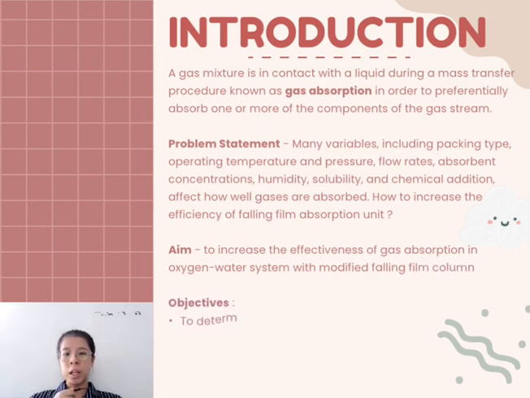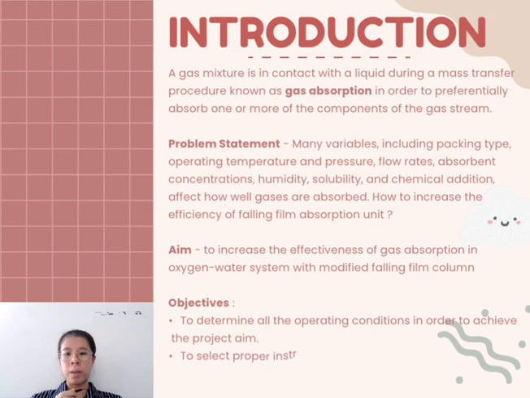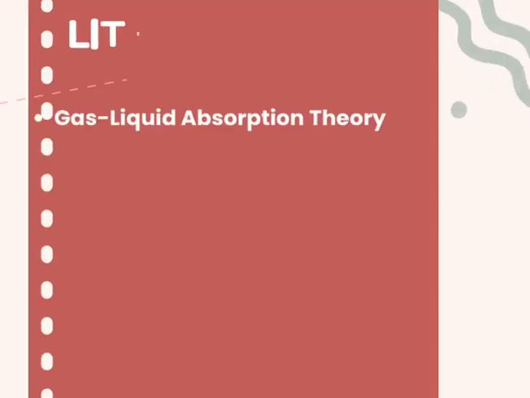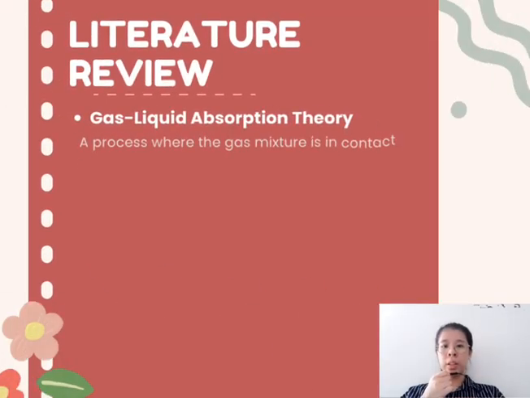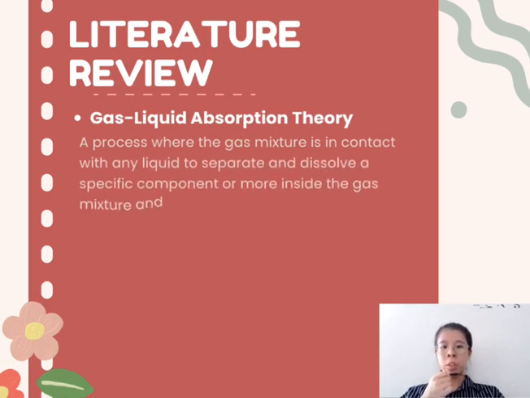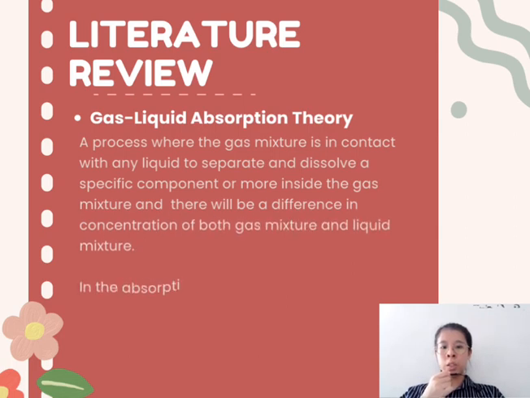The objectives are to determine all the operating conditions in order to achieve the project aim, and to select proper instrumentations for the gas absorption in the oxygen-water system to increase its effectiveness. Gas-liquid absorption is a process where a gas mixture is in contact with a liquid to separate and dissolve a specific component, and there will be a difference in concentration.